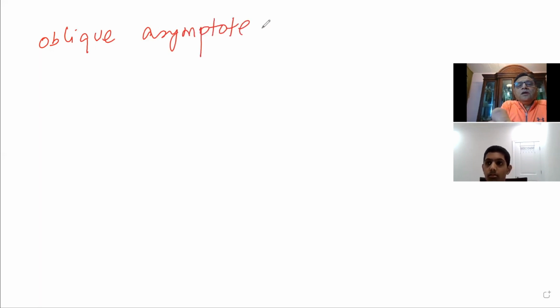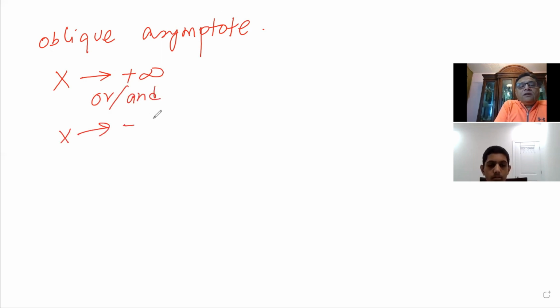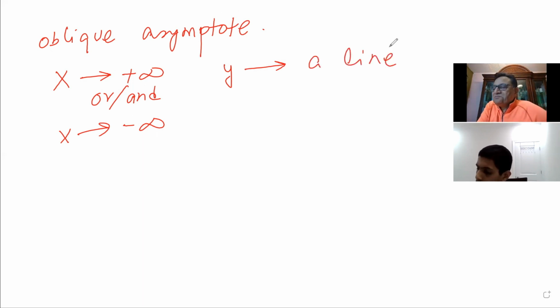So what we learned now is the oblique asymptote. It means as x approaches positive infinity, or negative infinity, y approaches a line. Do you understand? Y approaches a line, then we have an oblique asymptote because the curve is approaching that line. You understand?